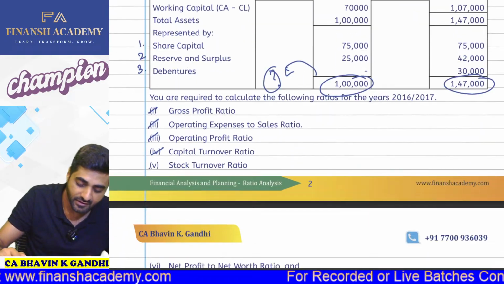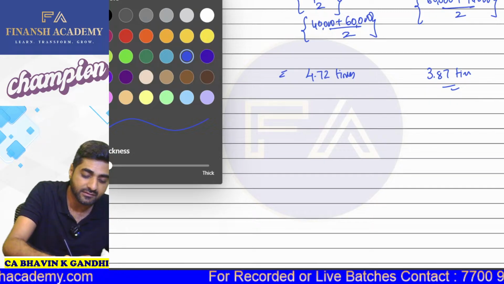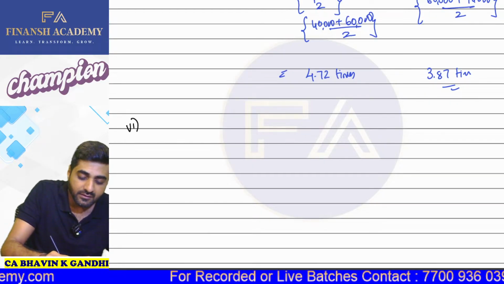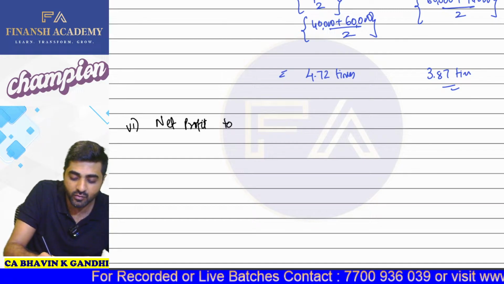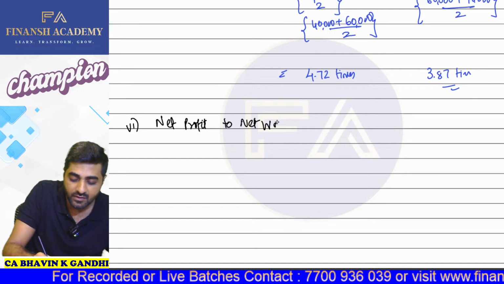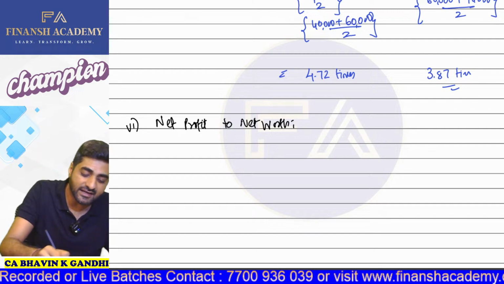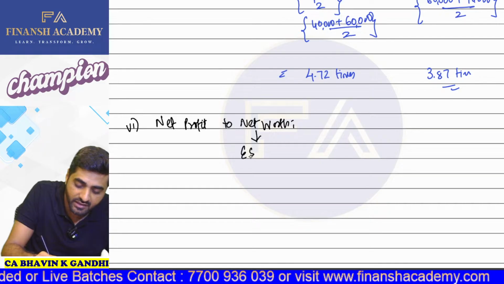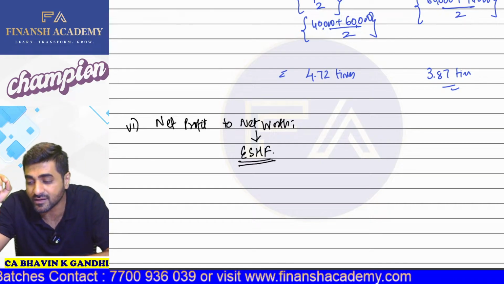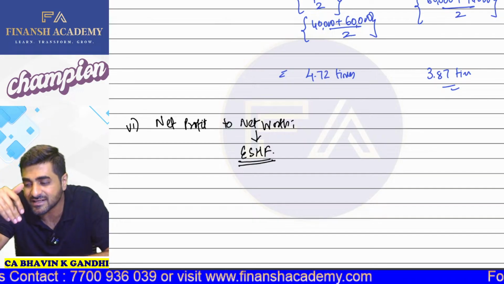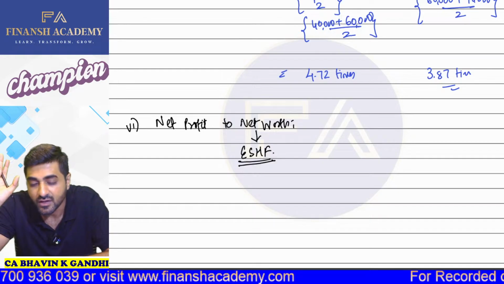What's your sixth part? This is your net profit to net worth. So what's the formula for the same? Net profits to net worth. So guys, net worth actually means your equity shareholder funds. What is the meaning of the word net worth? Equity shareholder fund. So it is nothing but equity shareholders funds.